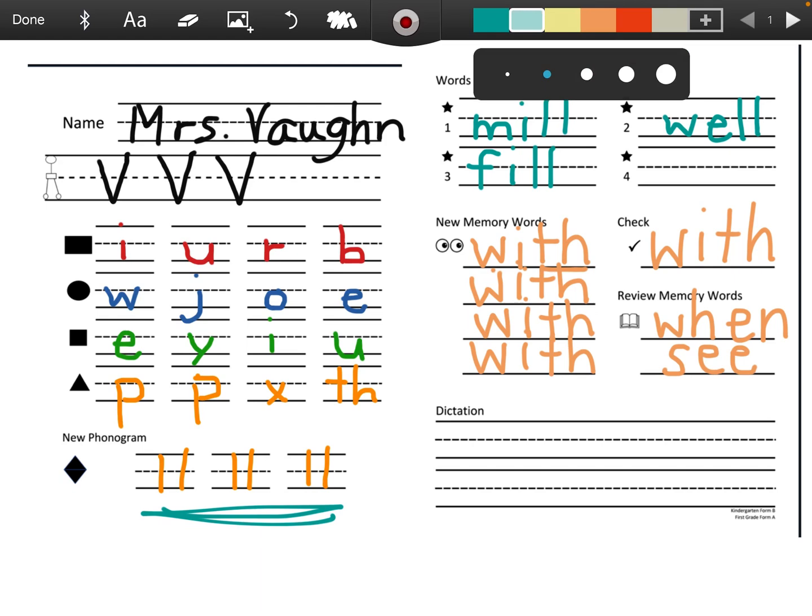Ooh, this is a long one. I will see the hill. So if you count out those words, I will see the hill. You should have 5 words. So go ahead and start writing. I will see the hill. And I actually want you to pause it right now. So write the sentence, I will see the hill. Pause the video and then press play when you're ready.